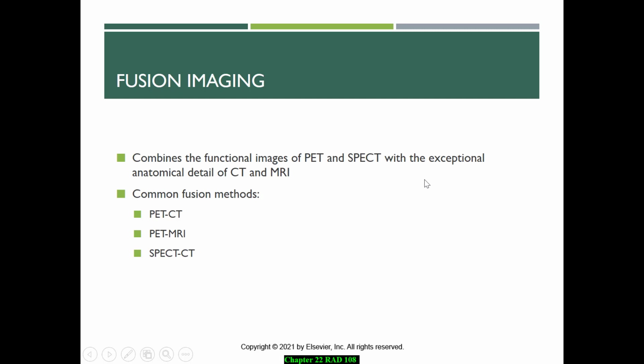And we can fuse images. So fusion imaging is where they will take like a CT and an MRI and a PET scan, and they'll fuse those together for the diagnosis. So they take those images and they've kind of put the images on top of one another.